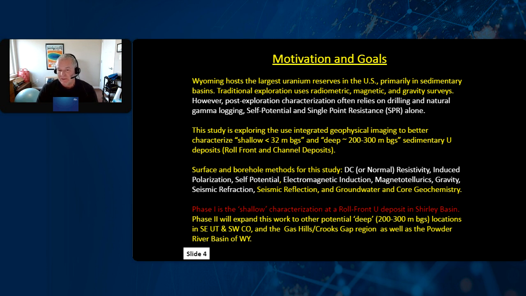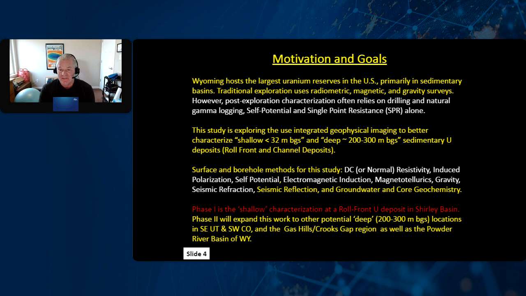This study really focuses on integrating those geophysical methods, and more geophysical methods, as directly applied to the sedimentary uranium deposits, and I characterize them also as shallow and deep. Currently, in phase one of the study, we're focused on shallow, and when I mean shallow, they're very shallow.